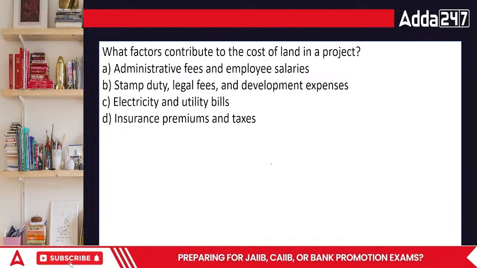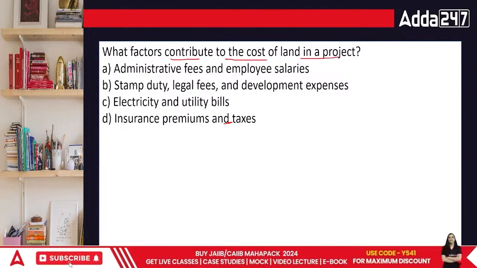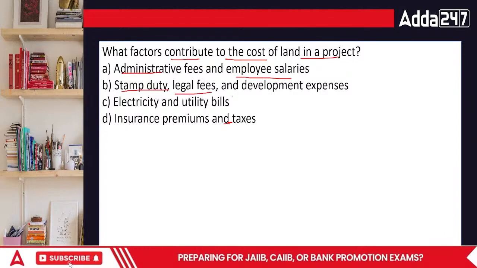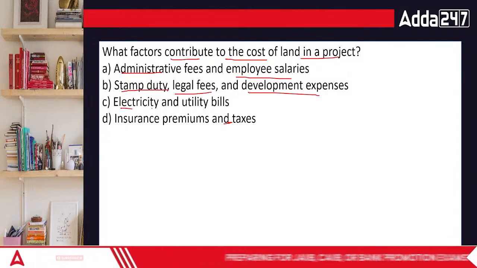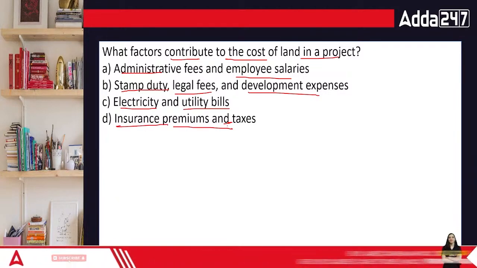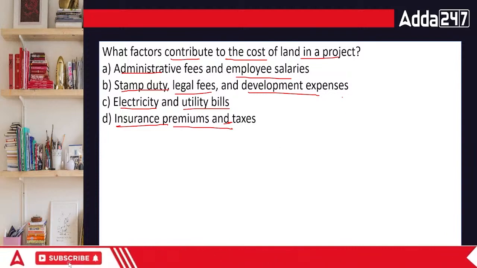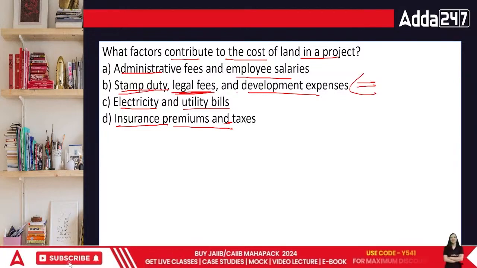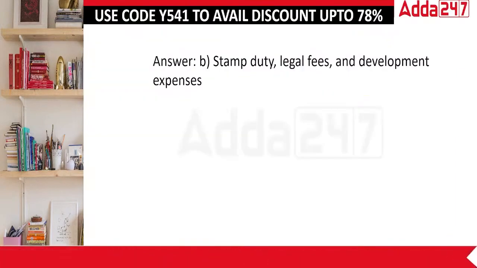Next question. What factors contribute to the cost of land in a project? Admin fees, employer salaries. Then stamp duty, legal fees, development expenses. Electricity and utility, and insurance premium. See, when I'm getting land, I think these are the basic things that I have to pay. I have to pay stamp duty, I have to pay legal fees as well as development expenses. So the answer is B.